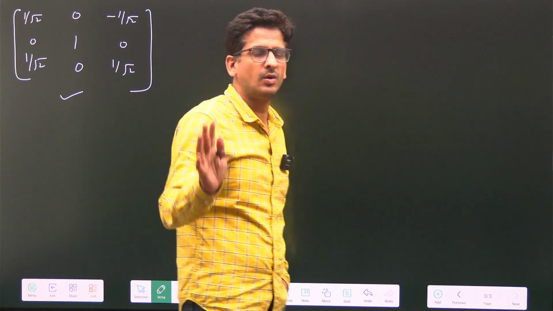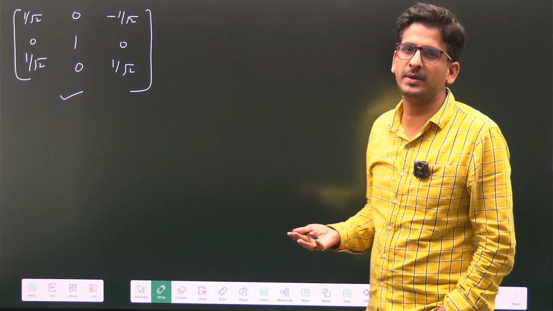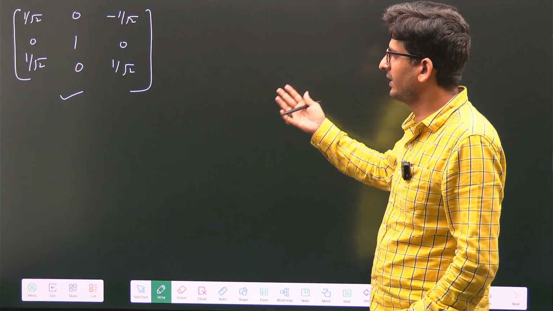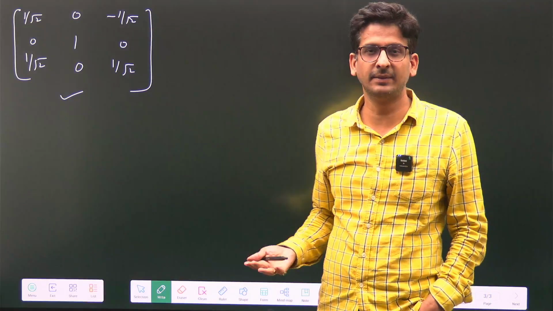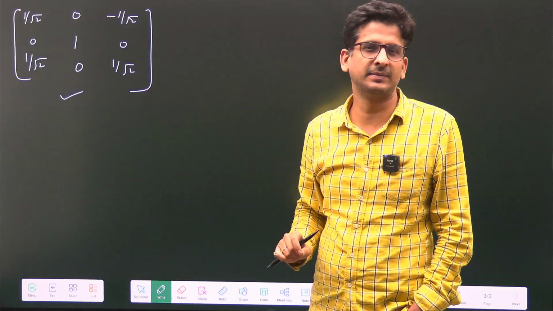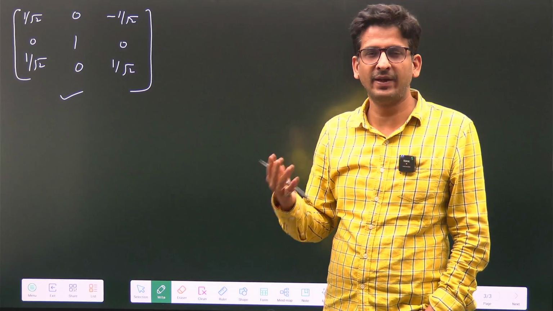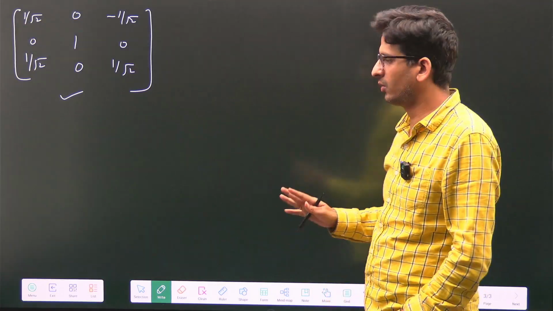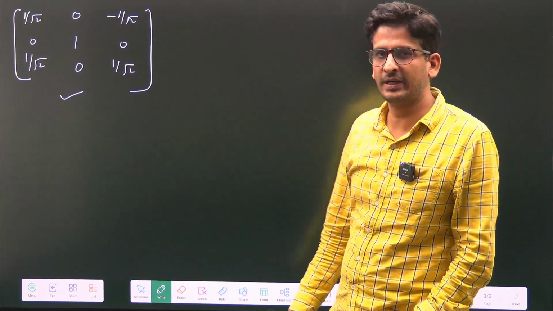So you should know actually what is similarity transformation and how we diagonalize the matrix. So that in general we call that the P matrix, but there is nothing fixed. So here they have called it O. Okay, so that is okay. So you can calculate it like that.